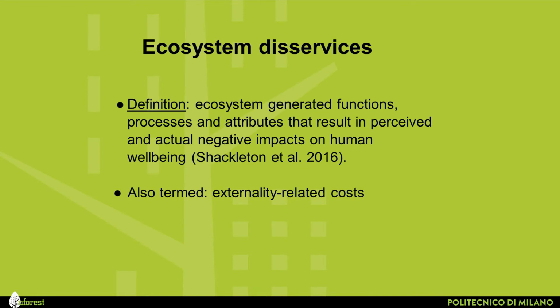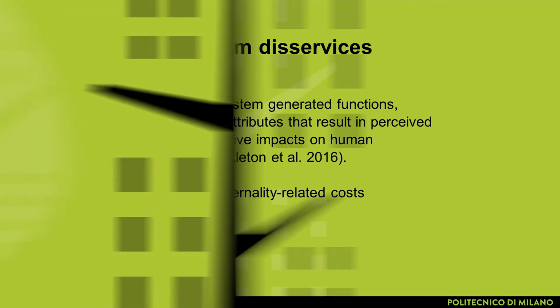So we have already introduced the ecosystem disservices before. These are ecosystem-generated functions, processes, and attributes that result in perceived and actual negative impacts on human well-being. And also these disservices come with a cost. An alternative term used when discussing ecosystem disservices from a cost perspective is externality-related costs.